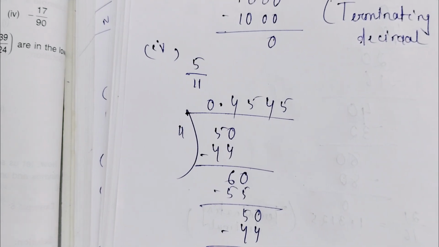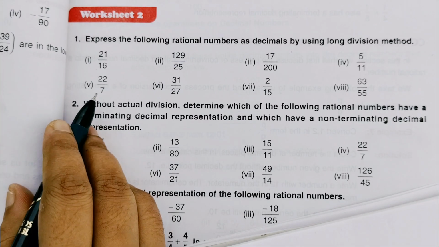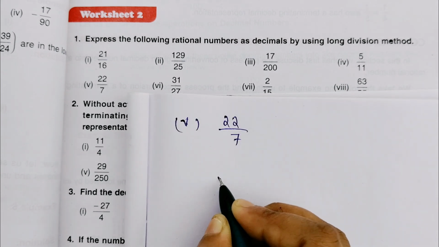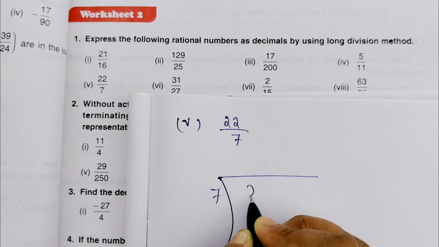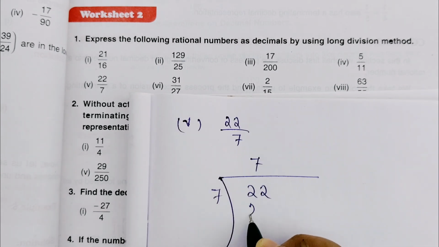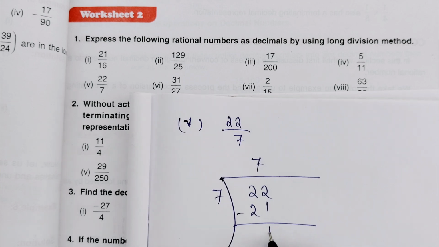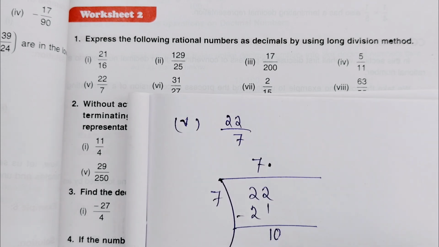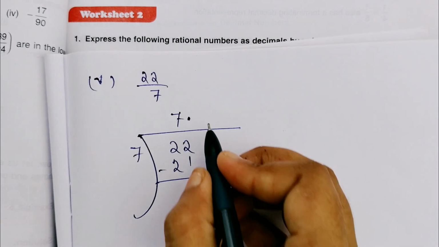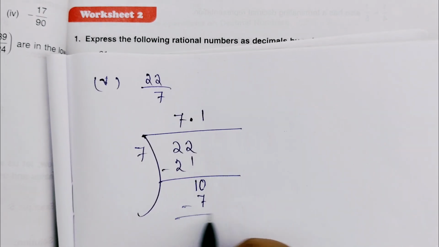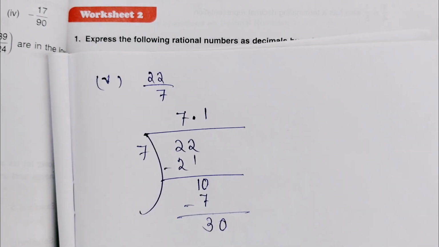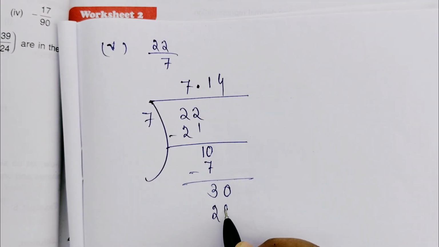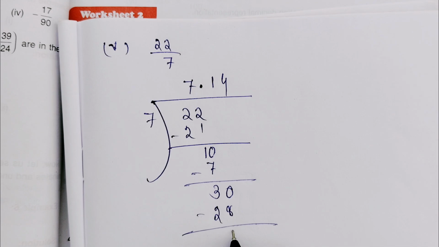Now we solve another one. 22 by 7. Now we divide it. 7 3s are 21. Then 22 minus 21 is 1. Then 1 is less than 7, so use here a decimal and put 10. Then 7 1 is 7. 10 minus 7 is 3. Here you put also 10. Then 7 4s are 28. 30 minus 28 is 2.